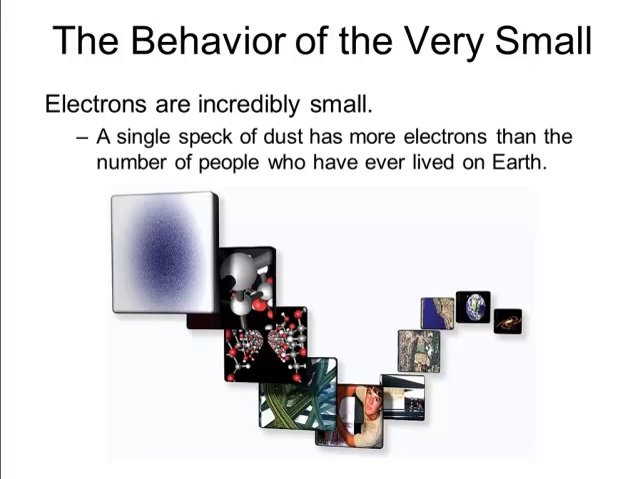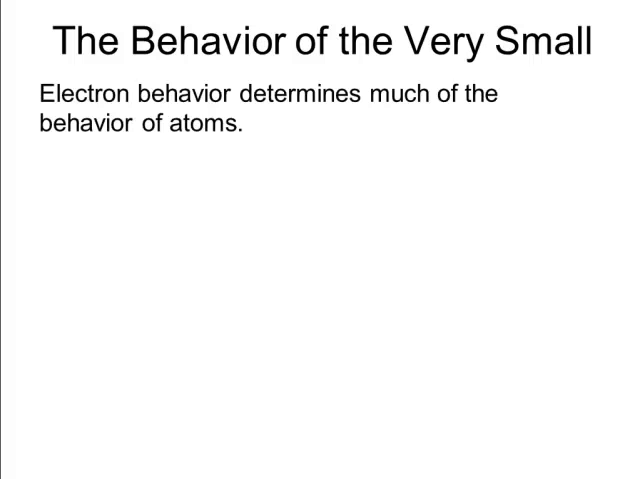Because electrons are so small, though, we're going to have to think about what's happening with them differently. Now, the behavior of that electron in an atom is going to be very important to the behavior of the overall atom. Okay, if we think about ionic compounds, what happens with ionic compounds? Why do they form the ions that they do? Well, it's loss of electrons, gain of electrons. It comes down to those electrons.